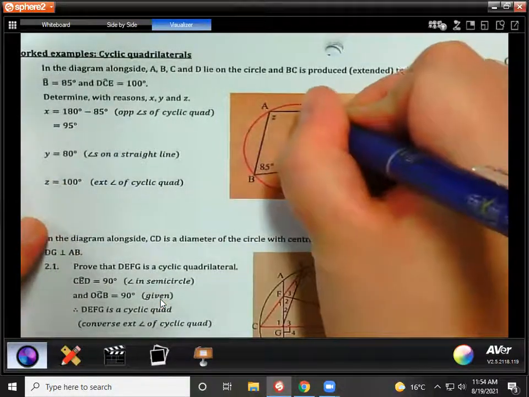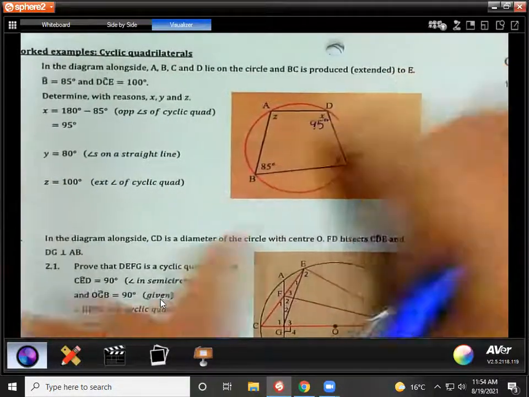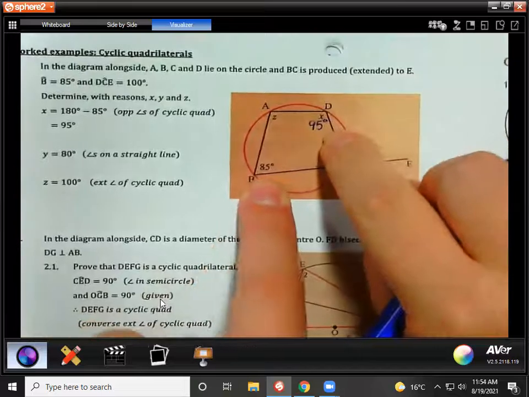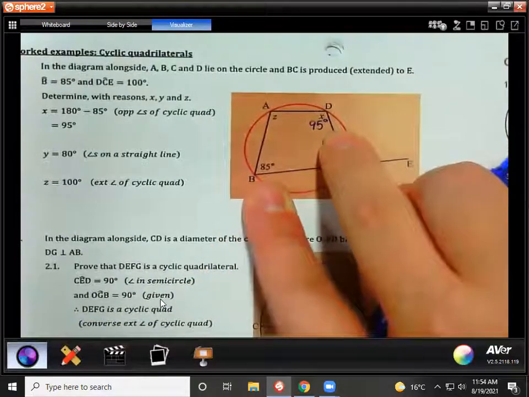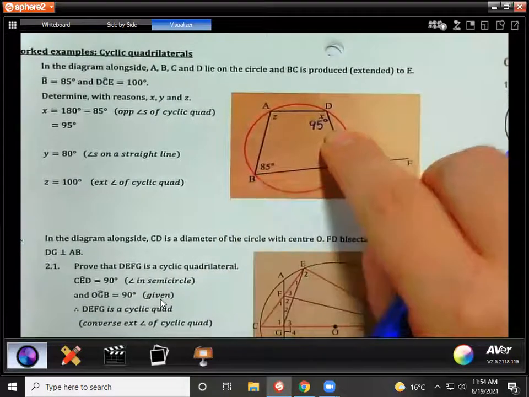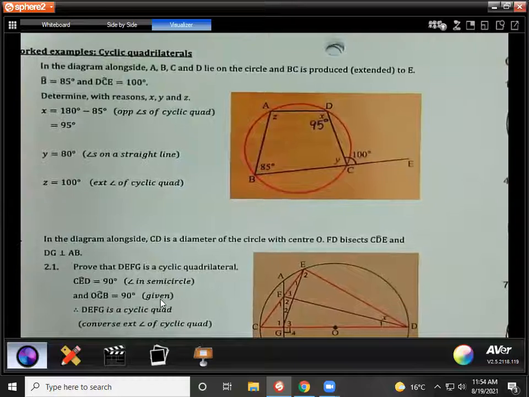So if X is 95 degrees, do we see that the opposite angles are adding up to 180? They're supplementary. That's how it always works. So if they've given you one angle, you need to find the opposite one. You're always going to subtract the one that you have from 180.